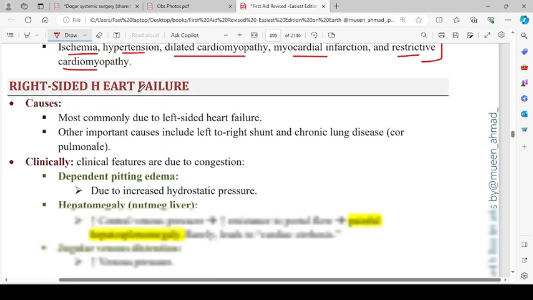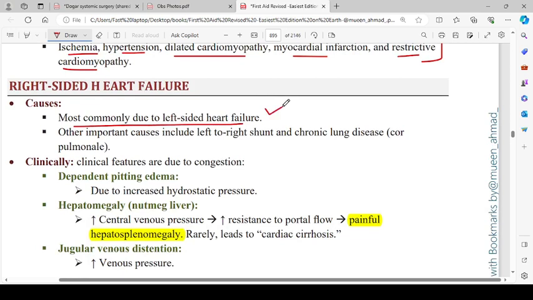Now, right-sided heart failure, the causes. Most commonly it is due to the left-sided heart failure. Like initially it was left-sided heart failure that also precipitated the right-sided heart failure. Other important causes include left to right shunt and chronic lung disease like cor pulmonale.